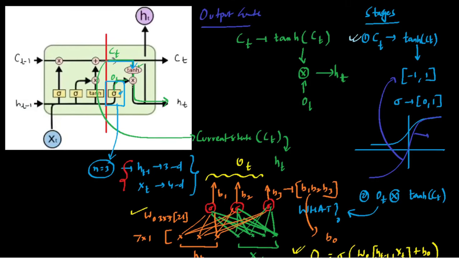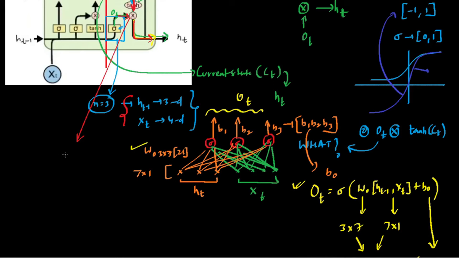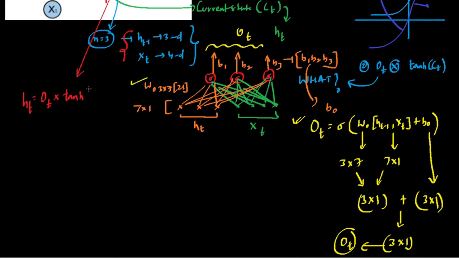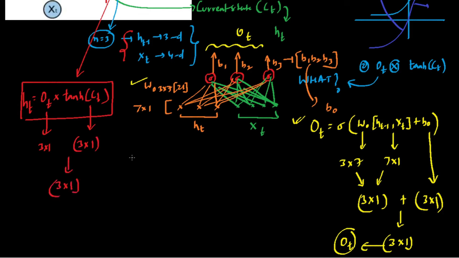So that's OT. Understood? Now, what is my HT, which is this part? There are two inputs, one is this and one is this. So I can also write it down like this. HT is nothing but OT multiplied with tanh of CT. So this is the formula of HT. OT is a 3 cross 1 matrix. CT is also a 3 cross 1 matrix. The tanh function is also a 3 cross 1, and the final output is a 3 cross 1 matrix. That is nothing but the output for the current timestamp.